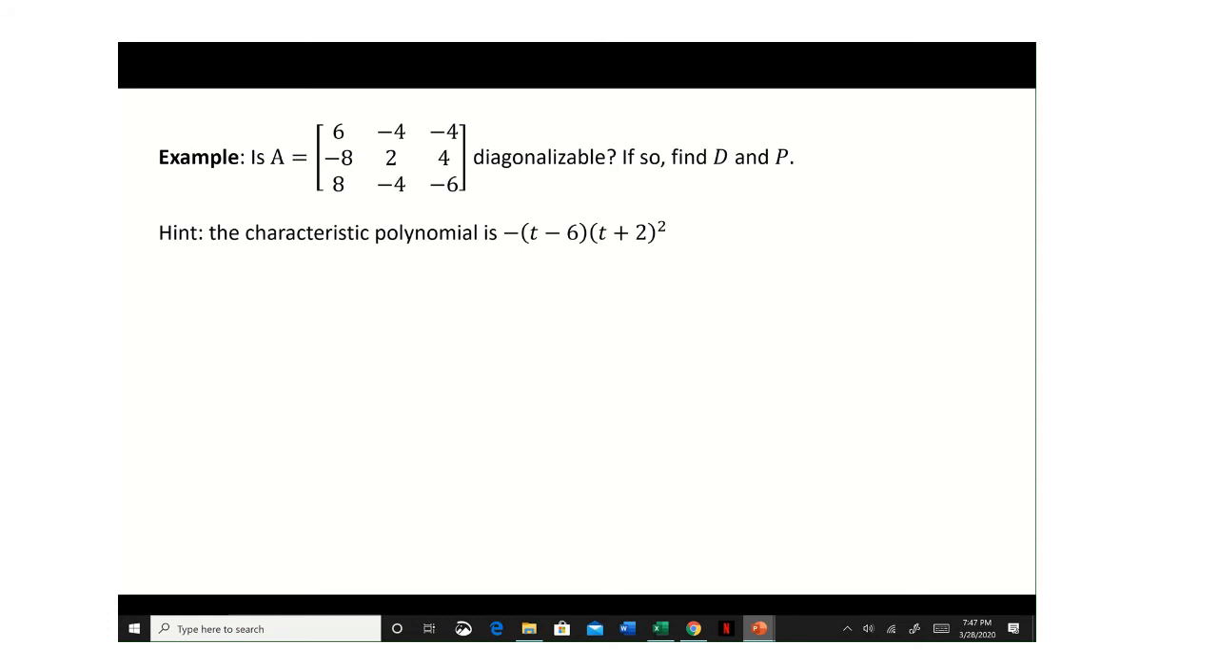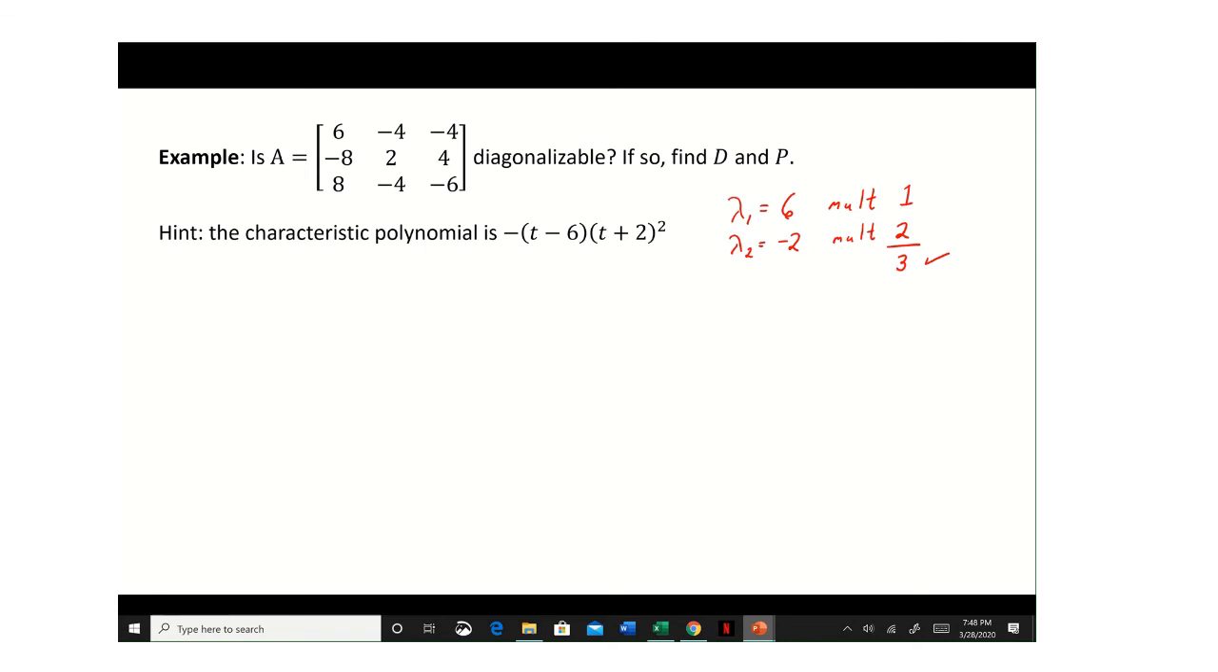We can see from our characteristic polynomial that we can get our eigenvalues. Our eigenvalue lambda 1 is equal to 6. It has multiplicity 1. Our second eigenvalue, lambda 2, is equal to negative 2. It has multiplicity 2 because it's squared. Add up the multiplicities, we have 3. So we've met our first condition.